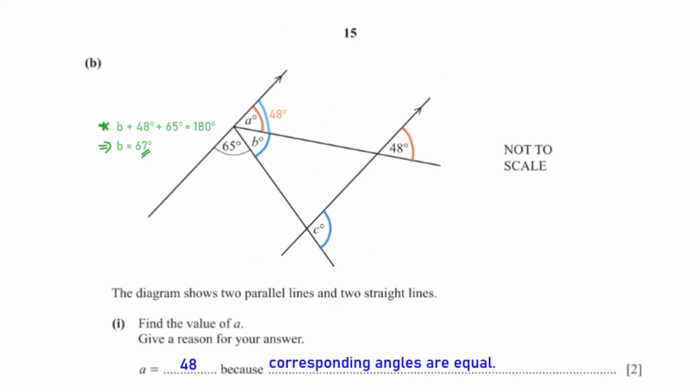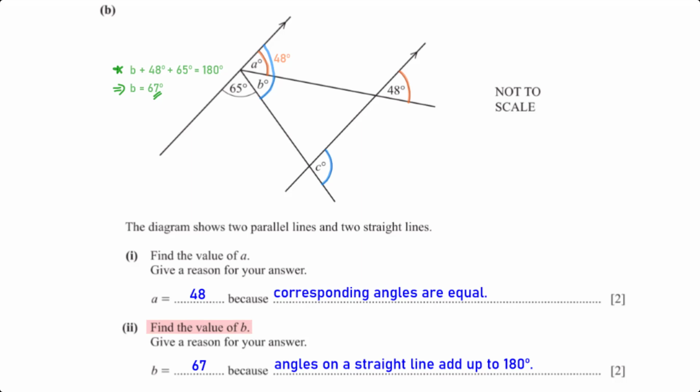The diagram shows 2 parallel lines and 2 straight lines. Find the value of A. Give a reason for your answer. These two are corresponding angles. Corresponding angles are equal, so A is 48.